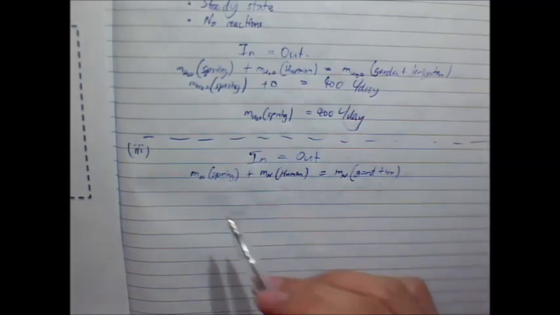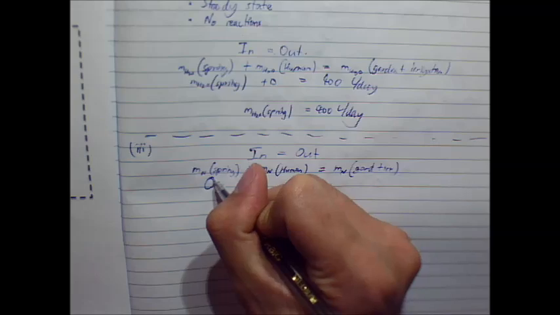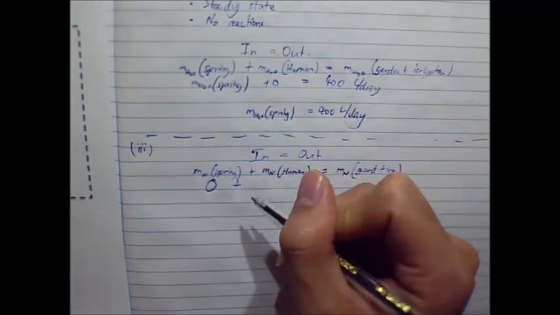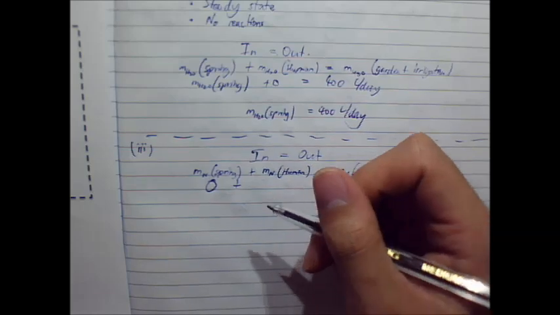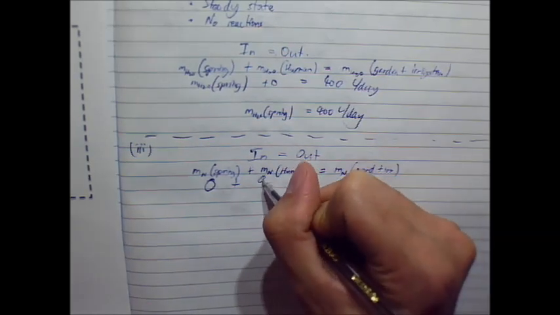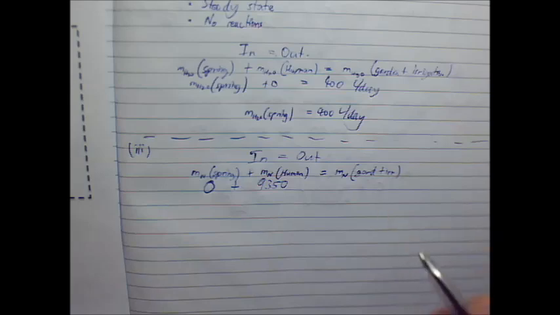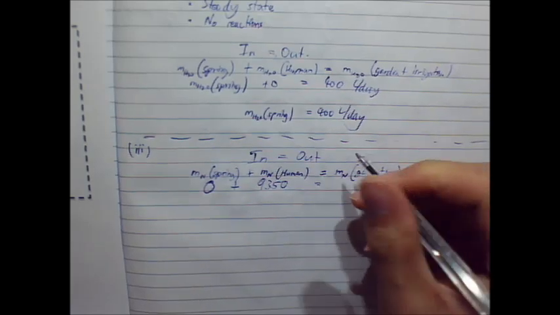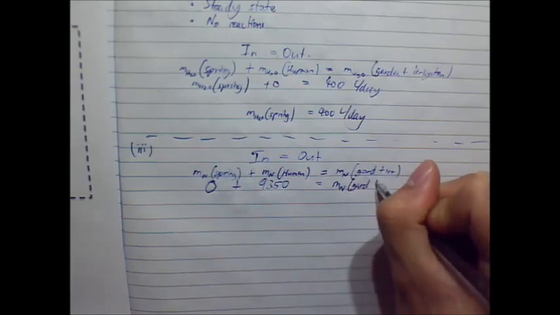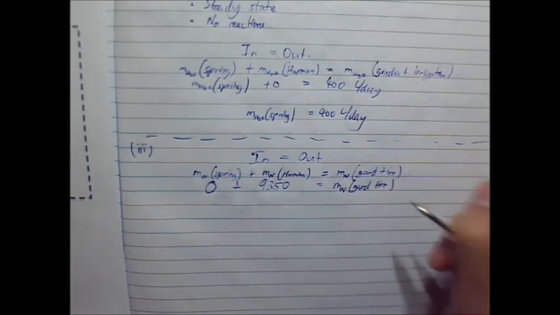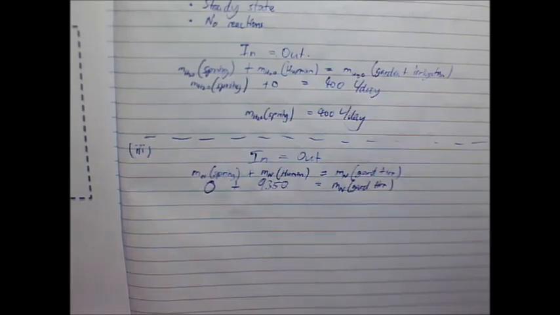Similar to before, because we haven't changed our system boundary, it's going to be exactly the same. Now let's substitute in what we know. We assumed there was no nitrogen in the spring water earlier on. The amount of nitrogen coming in from the human waste was 9350, which we found earlier in question 1. And now we're trying to solve for how much is in irrigation, because we don't know this one.